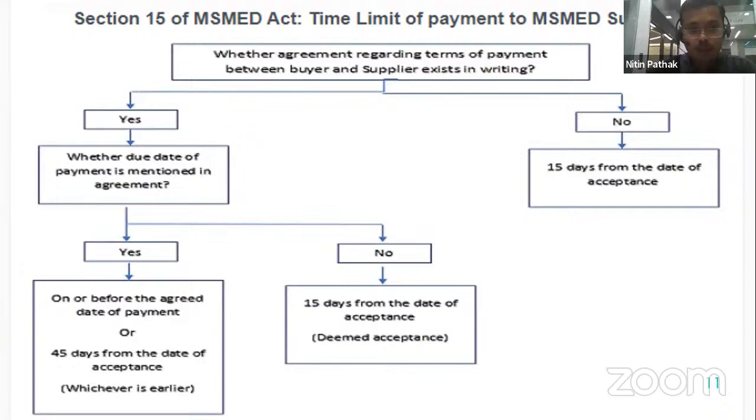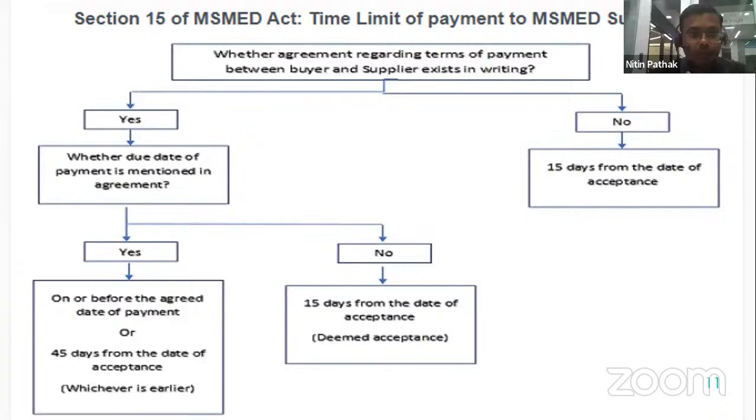If the due date is not mentioned, as we have discussed earlier, and if there is no agreement between the buyer and supplier, then the payment must be made within 15 days from the date of acceptance or deemed acceptance of the delivery of the goods or rendering of services.